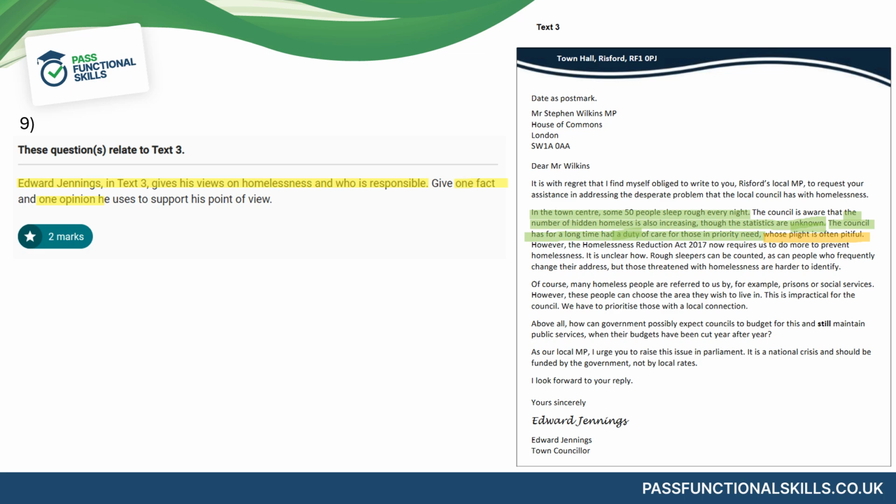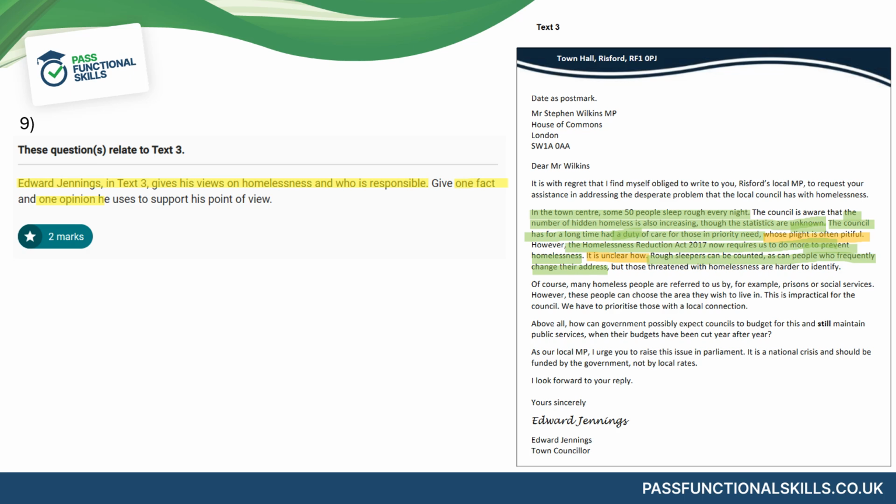Then in the next sentence, we've got the Homelessness Reduction Act 2017 now requires us to do more to prevent homelessness. Again, that's based on legislation, based on a law, so it is definitely a fact. Next is an opinion: it is unclear how. Again, that's his thoughts or feelings on the matter. He doesn't feel that it's clear. In the next sentence, we've got rough sleepers can be counted as people who frequently change their address. Again, this can be verified. It's something that they're able to do. They're able to count the rough sleepers.